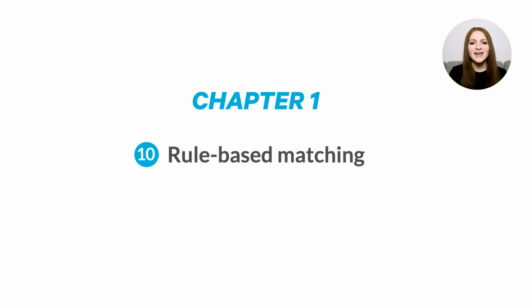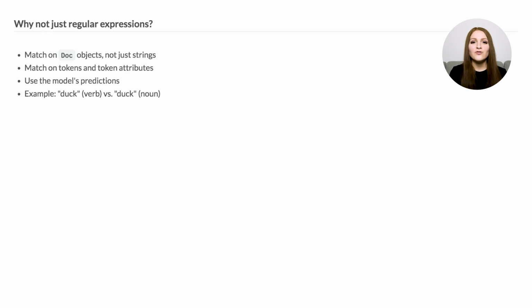In this lesson, we'll take a look at spaCy's matcher, which lets you write rules to find words and phrases in text. Compared to regular expressions, the matcher works with Doc and Token objects instead of only strings. It's also more flexible. You can search for texts, but also for other lexical attributes. You can even write rules that use the model's predictions. For example, find the word duck only if it's a verb, not a noun.